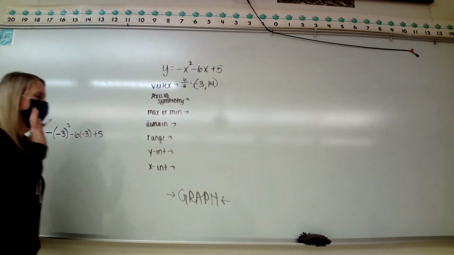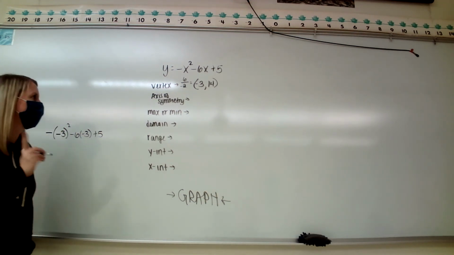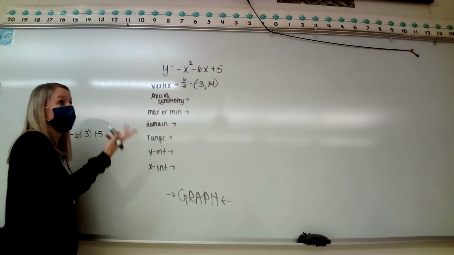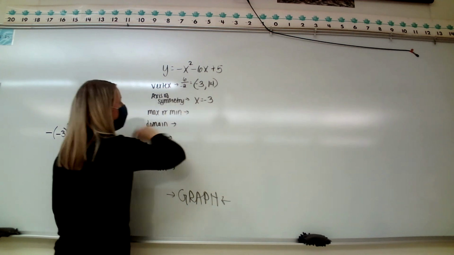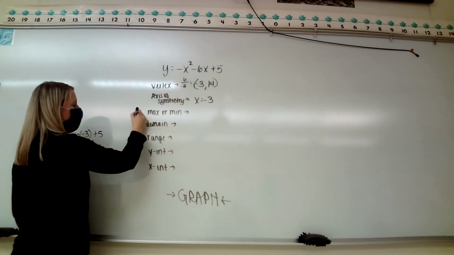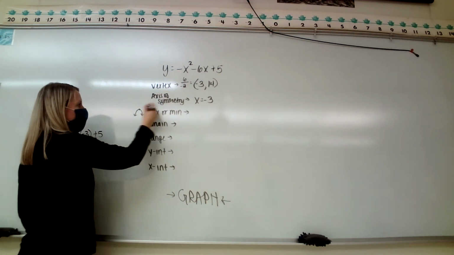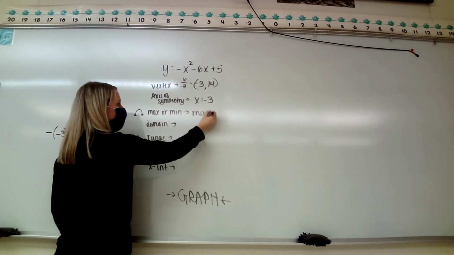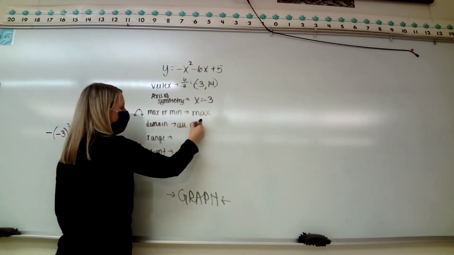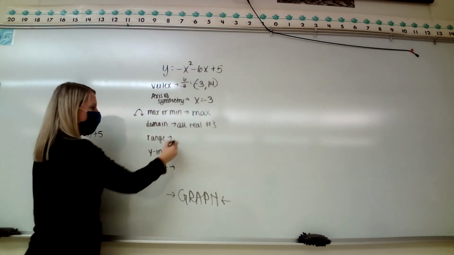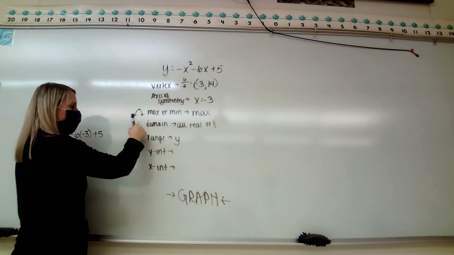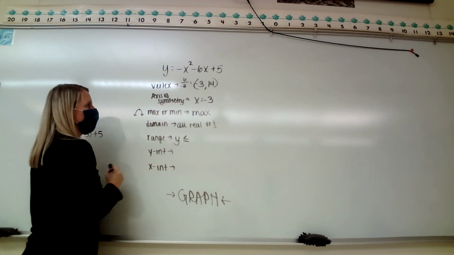But yeah, just be careful. The order of operations on that one can mess you up. So be careful, because then everything is based off that. So this is x equals negative 3. Since this first one's negative, it opens down and it's a max. Everyone should get the domain, it's all real numbers. The range is y, everything's below, so it would be less than or equal to 14.